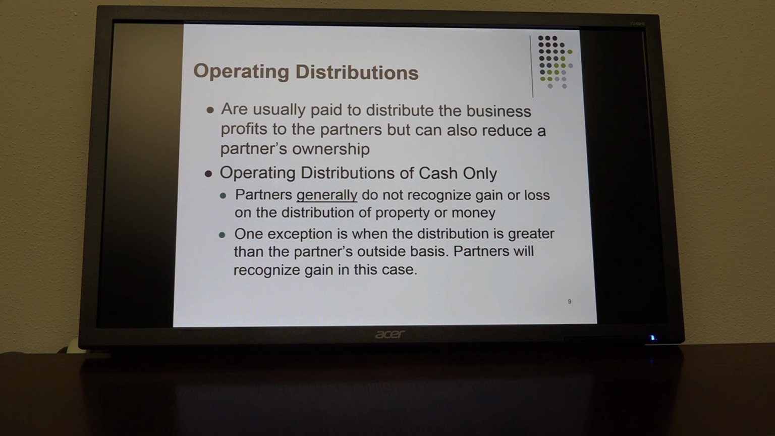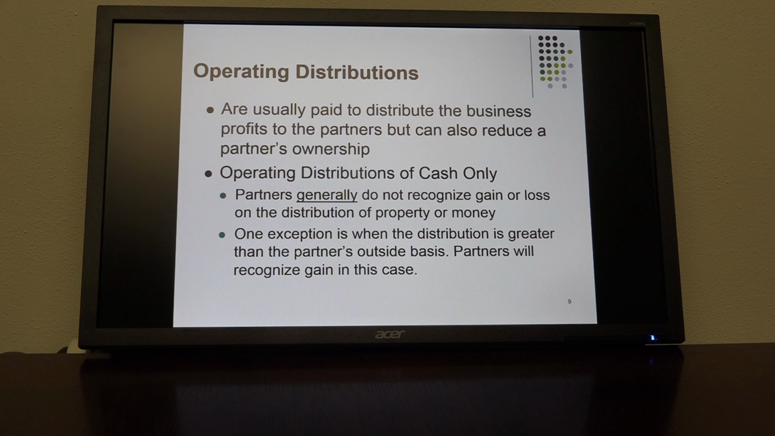Now, when property is distributed from the partnership to the partners, remember they've already been taxed on this stuff. And so, for the most part, there's no gain or loss on the distribution of property to a partner, as long as it's an operating distribution, not what we call a liquidating distribution, where the partnership ceases to exist.